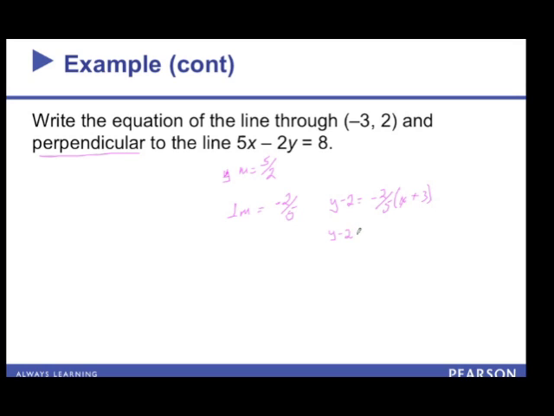Y minus 2 will equal negative 2/5 x minus 6/5. When we add the 2 to both sides, that would be 10/5 that we add to each side. So negative 2/5 x, and 10/5 minus 6/5 will be plus 4/5. And that would be the equation of the perpendicular line.